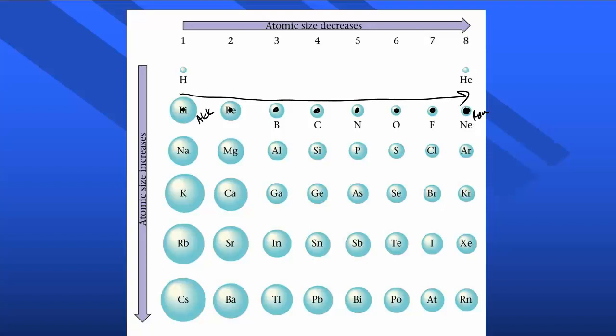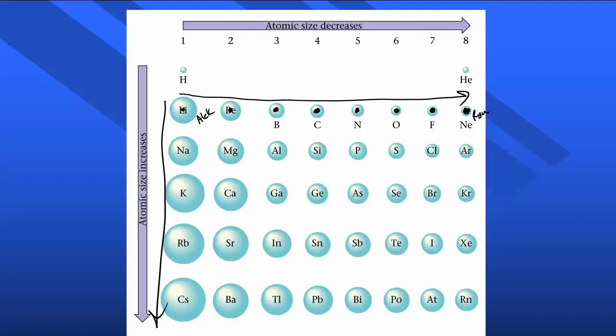Yes? Is there a factor other than size that affects the nucleus's ENF? No, it's mainly the positive power of it. Wait, so why do they get smaller? Because there's more protons. Every step of the way, you're adding a proton, so the nucleus is becoming more and more positive. Is that a good thing to put down? Yeah. As you're going down, notice it gets bigger.